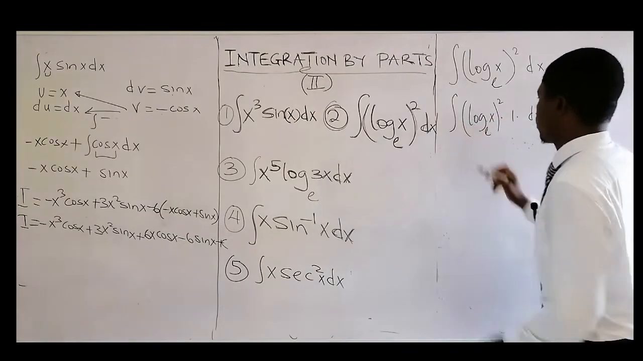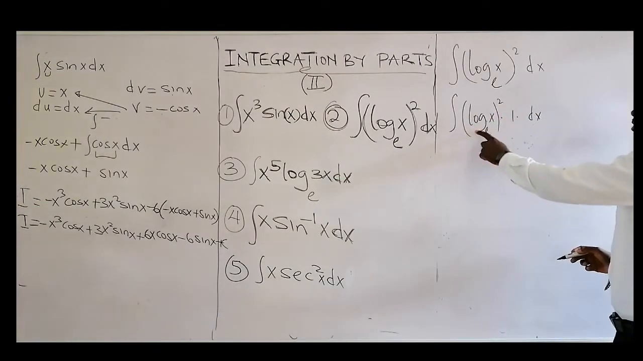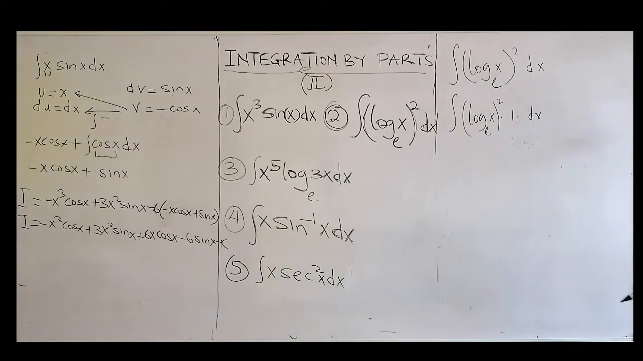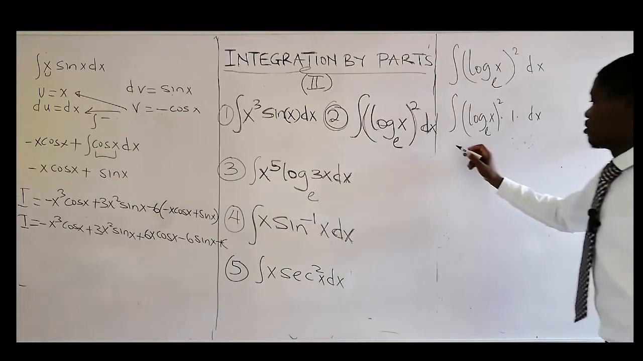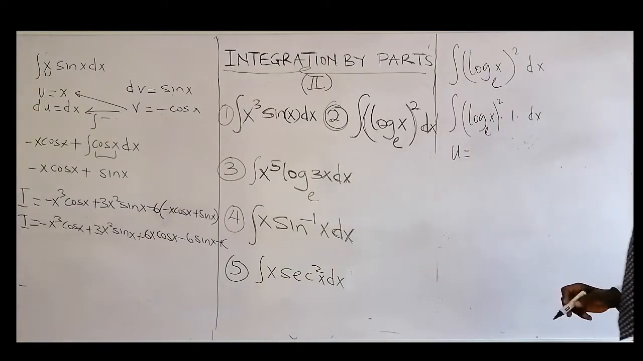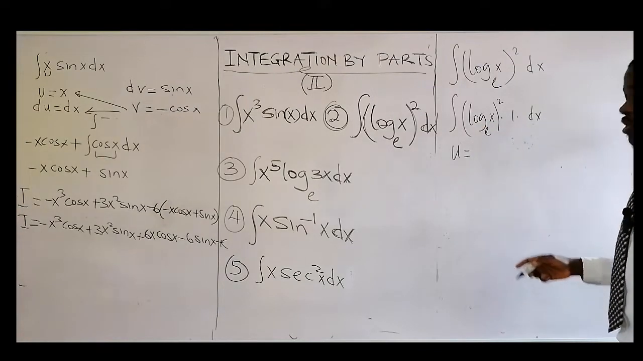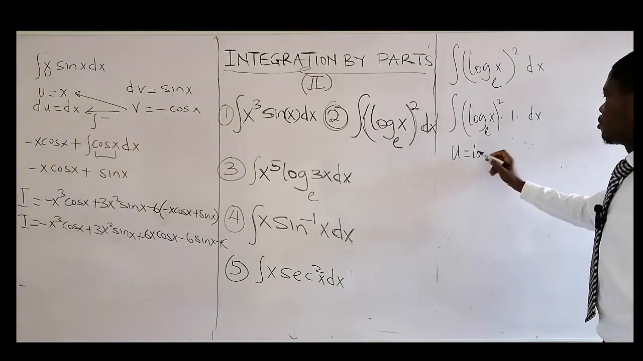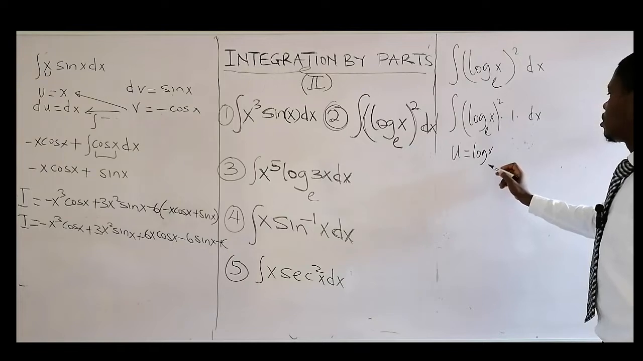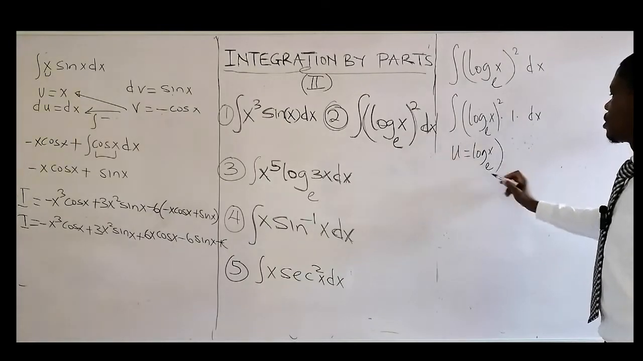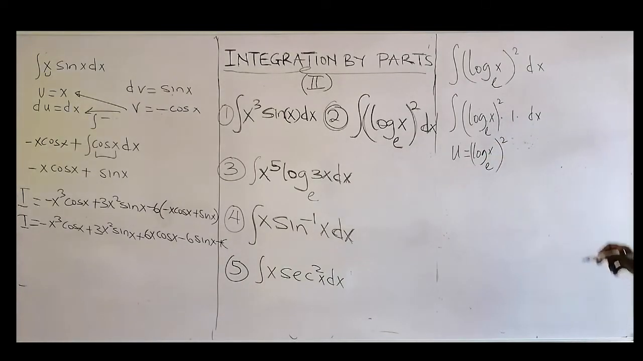Okay, you cannot integrate this. You can't integrate it, you can only differentiate it. So use what? Log is a differentiable function. So u is equal to log x. Everything there we're going to call u. And we're going to call this one 1 times dx, so dv is dx. Then v is what? v is x.